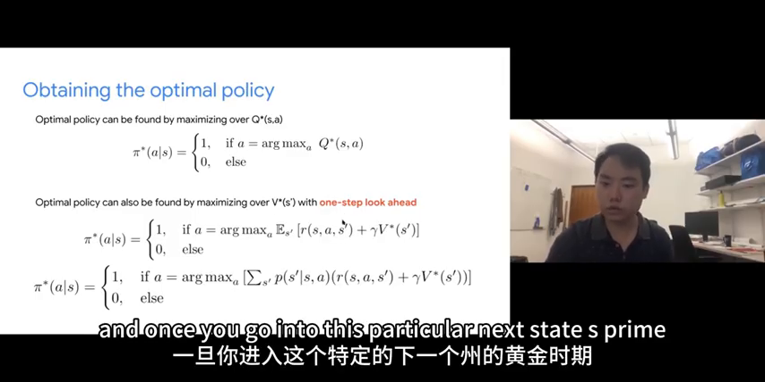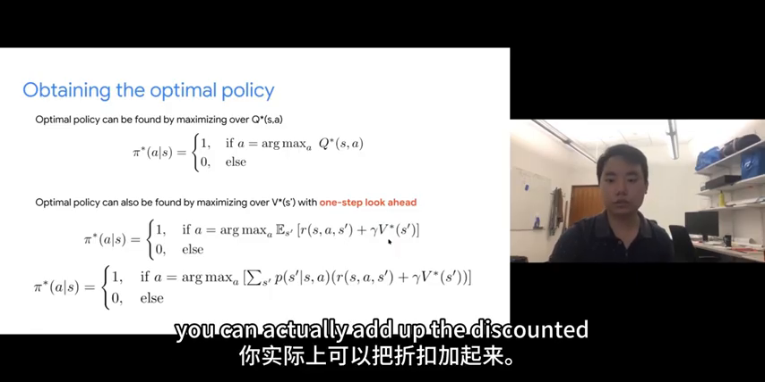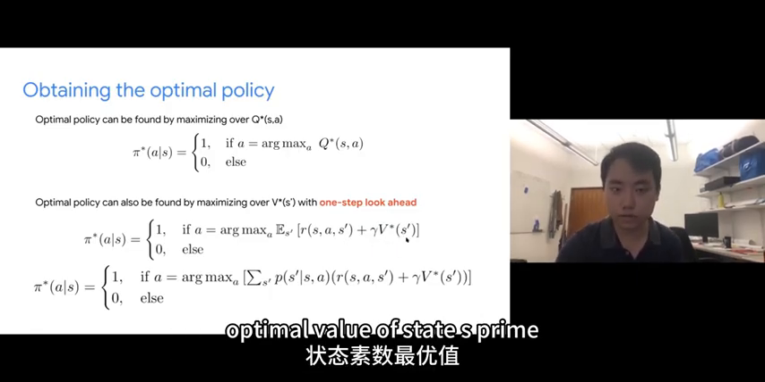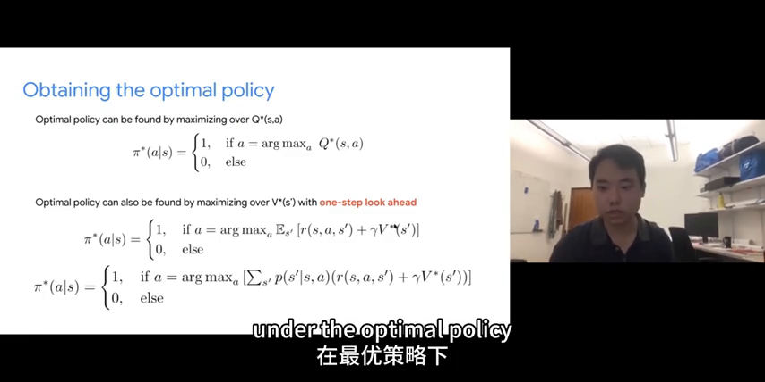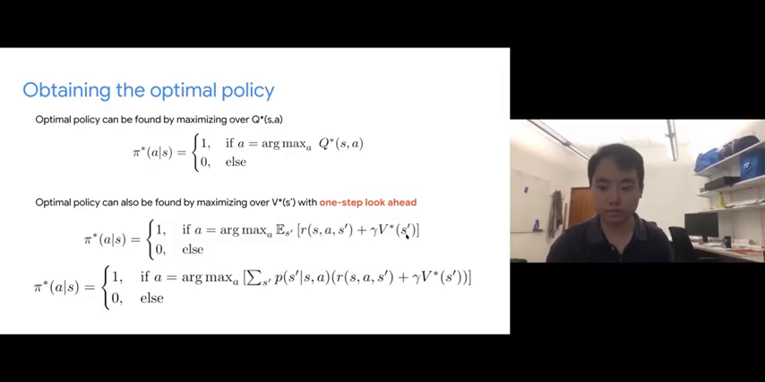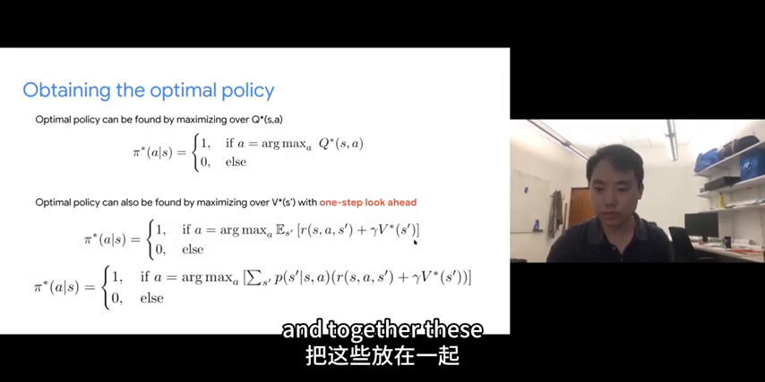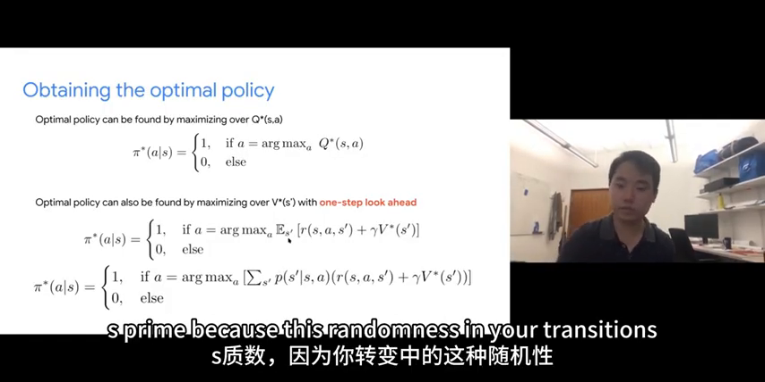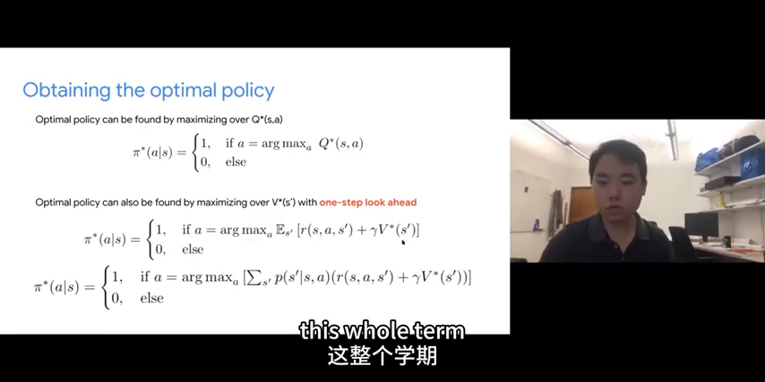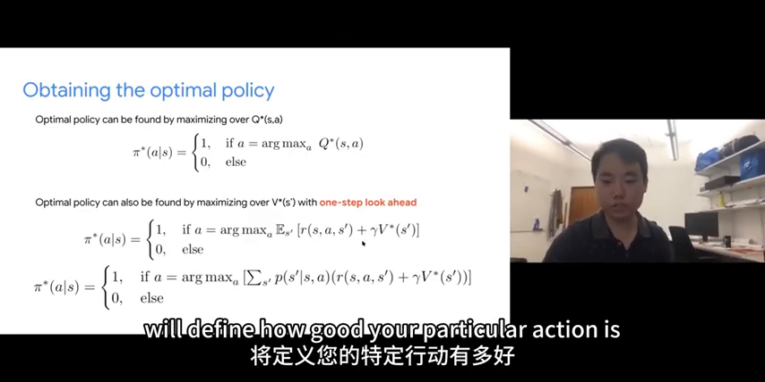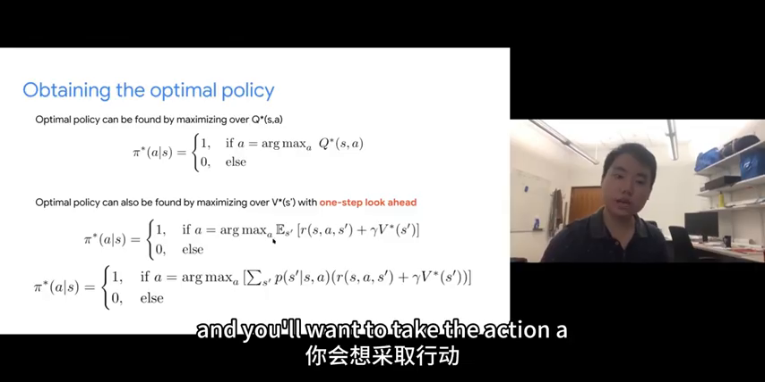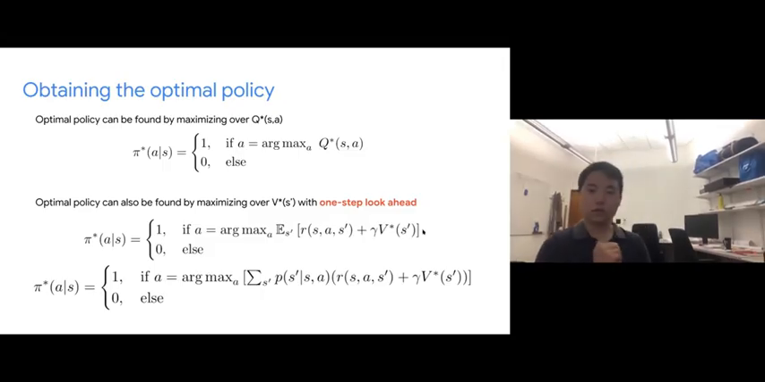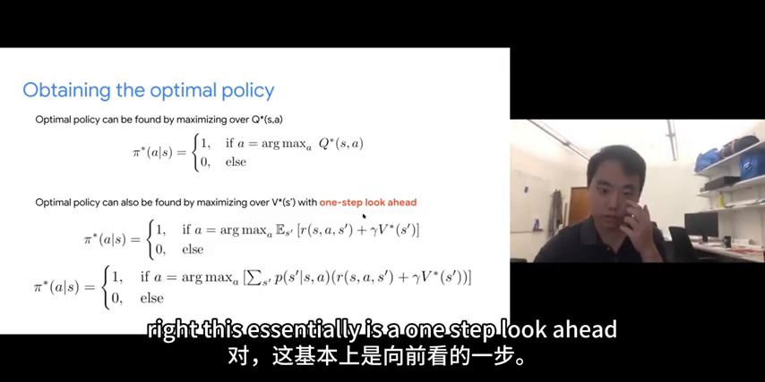Once you go into this particular next state S prime, you can add up the discounted optimal value of state S prime under the optimal policy. That's your V star of S prime. Together, under the expectation over all possible states S prime, because there's randomness in your transitions, this whole term defines how good your particular action is. You want to take the action A that maximizes this term. This essentially is a one-step look ahead.